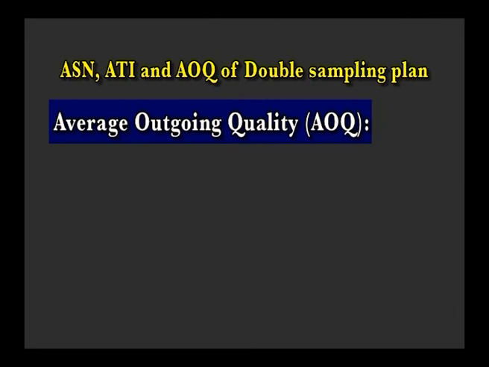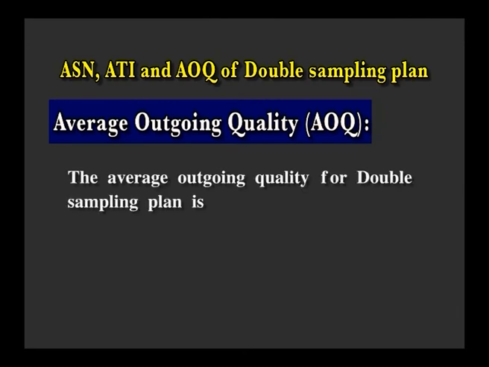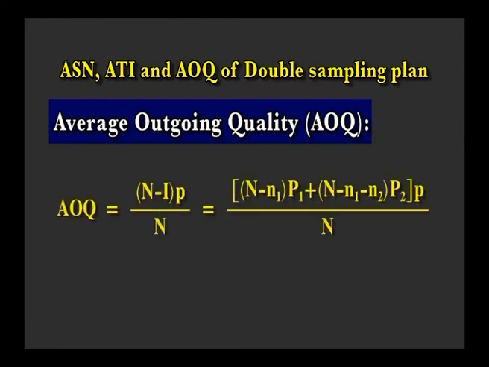Average outgoing quality, AOQ. The average outgoing quality for double sampling plan is given by AOQ equals (N minus I) times p divided by capital N. Replace the value of I, then it is given by [(N minus N1) times P1 plus (N minus N1 minus N2) times P2] times p divided by N.